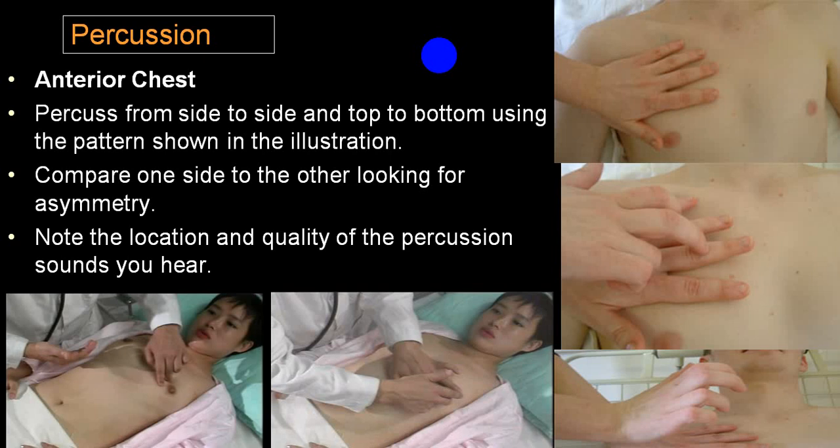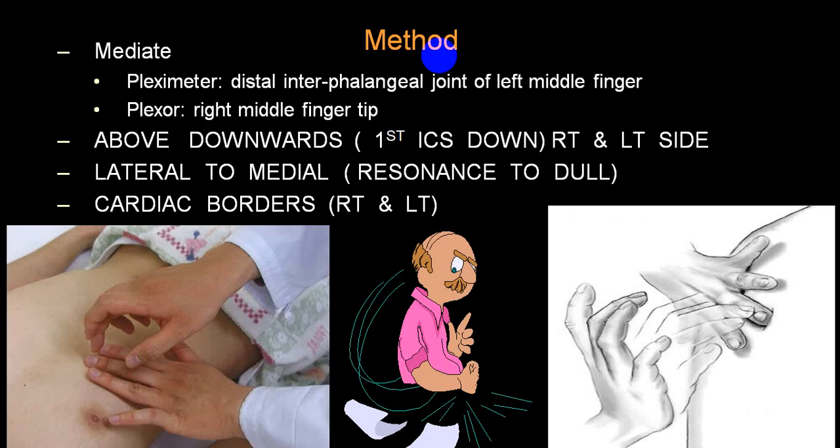In the second intercostal space, in a normal person, in the aortic area and pulmonary area on the left side, you always get a resonant note. So if you get a dull note in that area, it is abnormal. So always go from the first intercostal space down and from lateral to medial, that is from the resonant area to the dull area, and identify the right border and left border. And this is the best technique to identify the borders of the heart.